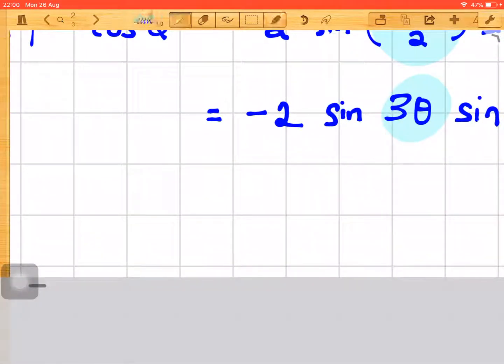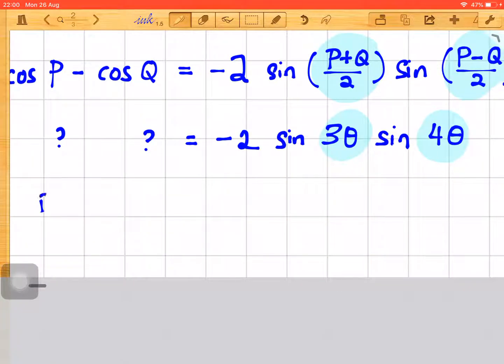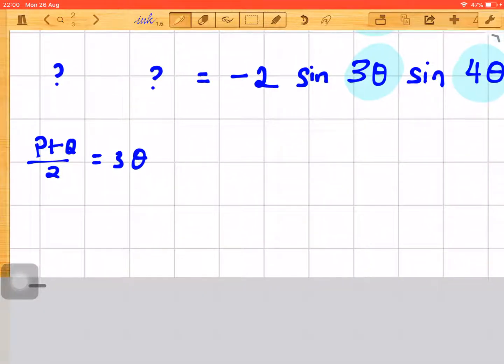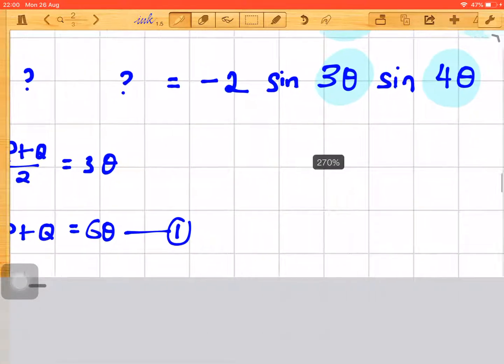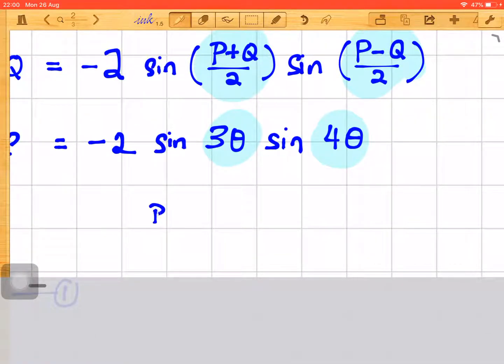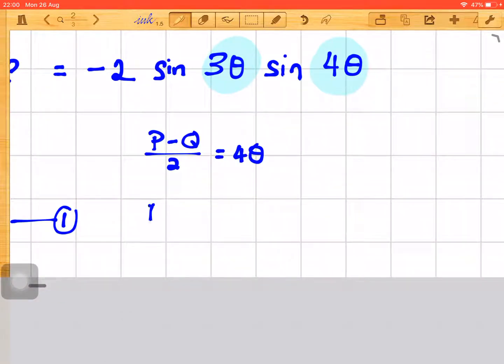So what is your P? What is your Q? P plus Q over 2 is 3 theta. P plus Q is 6 theta, equation 1. P minus Q over 2 is 4 theta. P minus Q is 8 theta, equation 2.